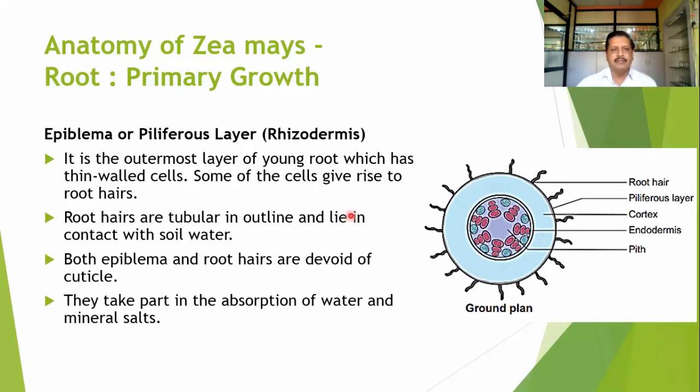The root hairs are tubular in outline and lie in contact with the soil water. What is the function of root hairs? They have to absorb the water, and because of that they are in contact with the soil water. Both the epiblema and the root hairs are devoid of cuticle. Cuticle is typically found in the leaf. Here in the root epidermis there is an absence of cuticle. They may take part in the absorption of water, minerals and salts.